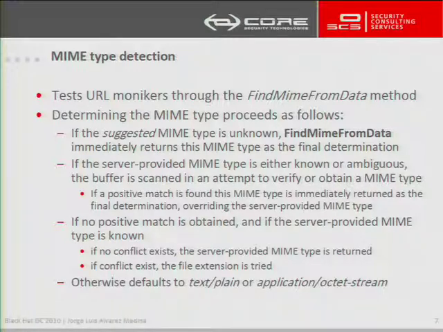I know it is a bit long, but the point is that one of the key steps is perhaps the one in which the server supplies a content type, and the FindMimeFromData function is not able to determine the real content type. So when there is no conflict, the browser will be forced, in a way, to render the content as the content type supplied by the server itself.